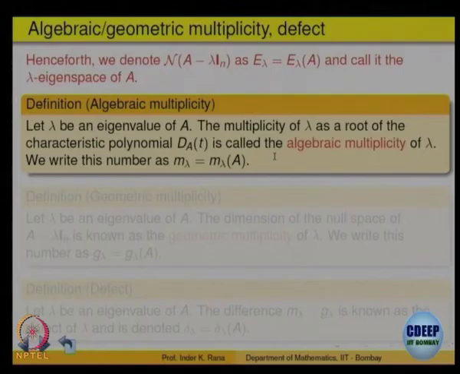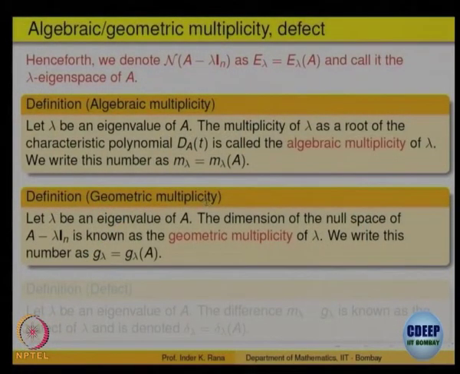Now, on the other hand, for this eigenvalue we are interested in eigenvectors. How many eigenvectors exist depends on the dimension of the null space. We call that the geometric multiplicity of the eigenvalue. The geometric multiplicity is the dimension of the null space of A minus lambda I n, which is the same as the nullity of this matrix. It is written as g lambda or g lambda of A: g for geometric multiplicity, m lambda for algebraic multiplicity. So, when do you think a matrix will be diagonalizable?